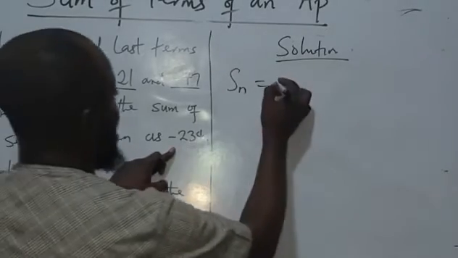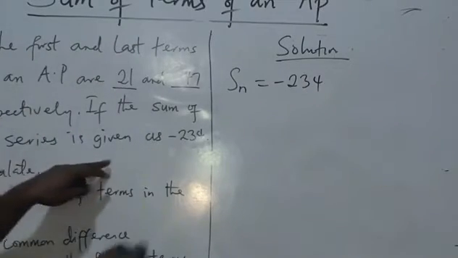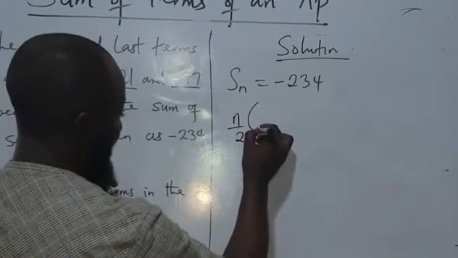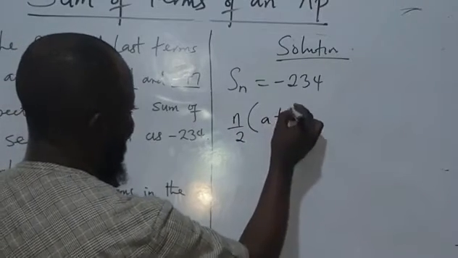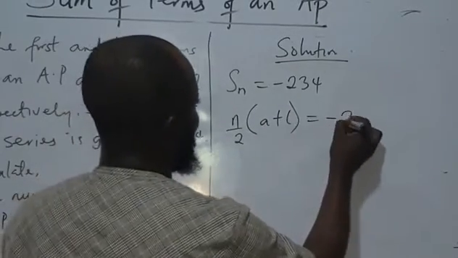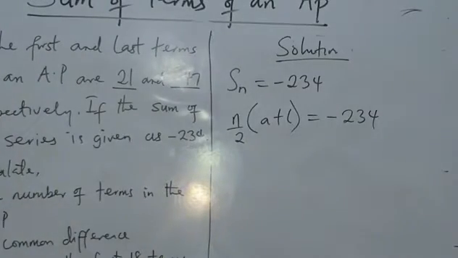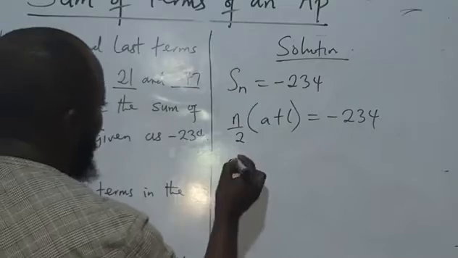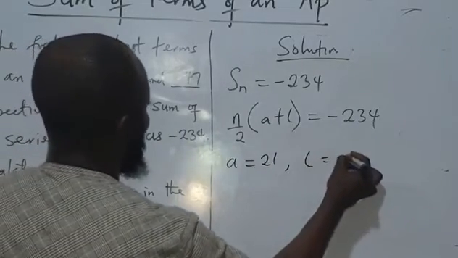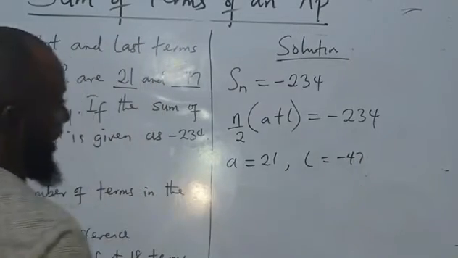Minus 234, minus 234, right? Good. Then the formula we're using will be n over 2 into bracket a plus what? a plus l, which must be equal to minus 234. So what are we going to do next? We don't know the value of n. We are given a to be 21 and l to be what? Minus 47. Right. So let's now put the values into this one.